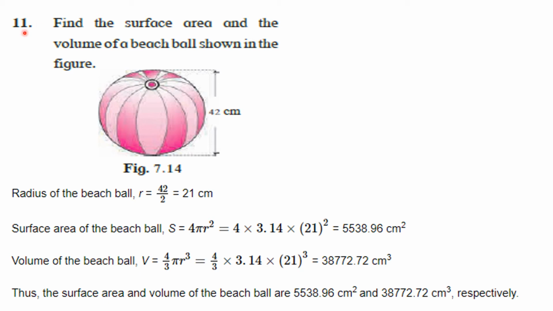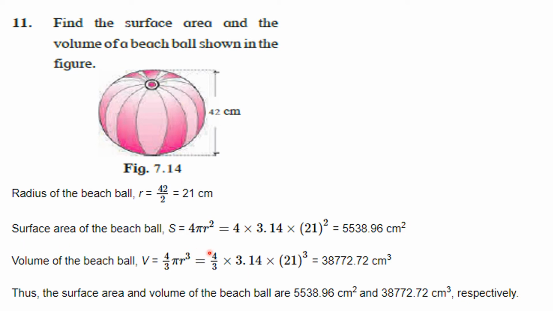Question number 11. Find the surface area and the volume of the ball shown in the figure. So it is spherical in shape, so you have to apply the formula for a sphere. Radius is diameter divided by 2. So 42 by 2, that is 21 centimeter.